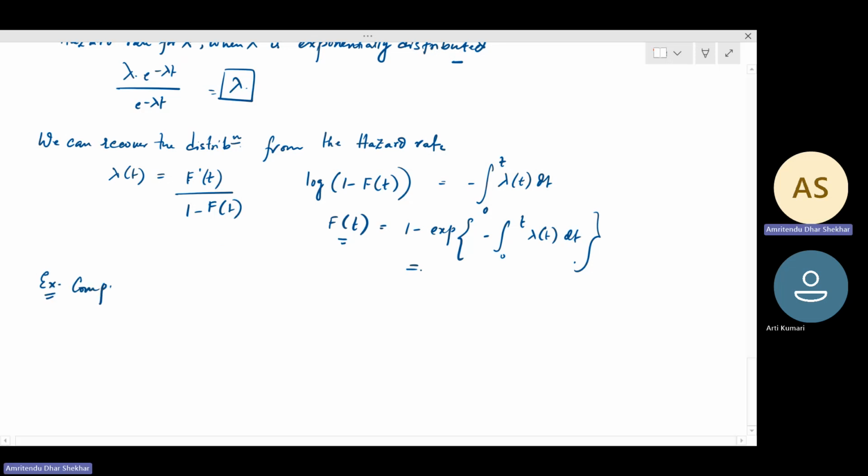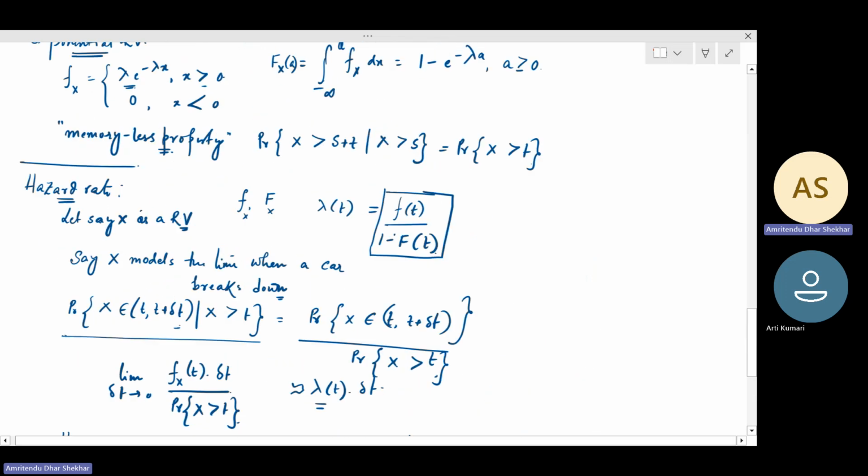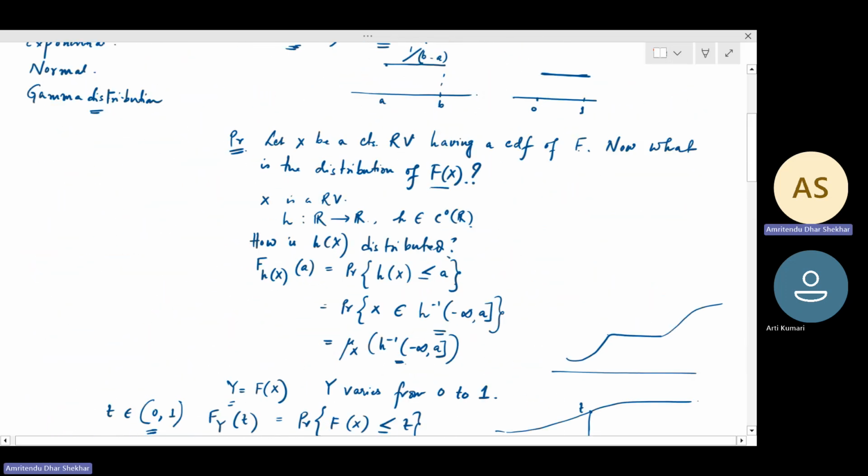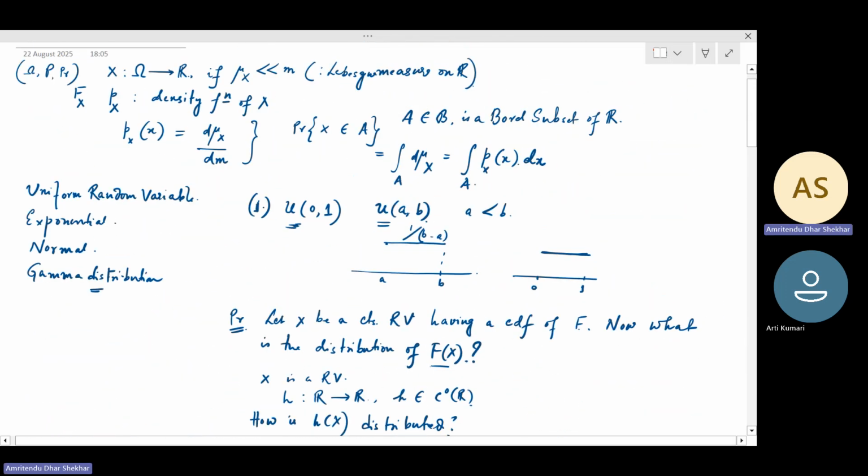Compute the hazard functions, the hazard rates, for standard continuous random variables. With that, I hope things are clear. With that, let's look at the normal and the gamma distribution.